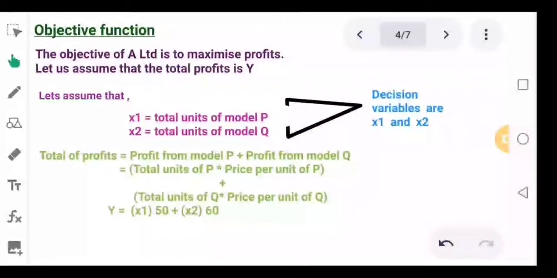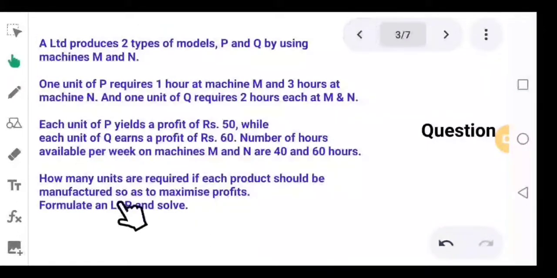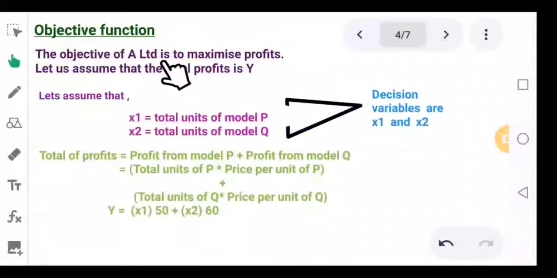So your first objective function is, what's the objective? Objective is to maximize profit. Okay, the objective of A Limited is to maximize profit. How do I know? It's given here. They are saying that each product should be manufactured so as to maximize profits. That's why I know that the objective of A Limited is to maximize profits.